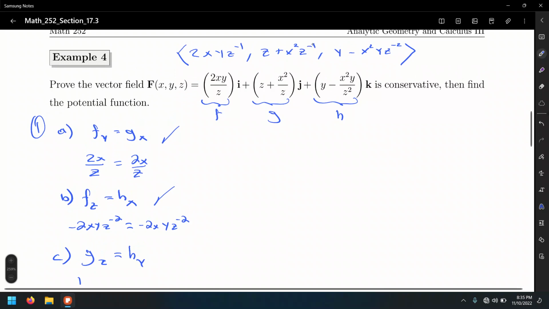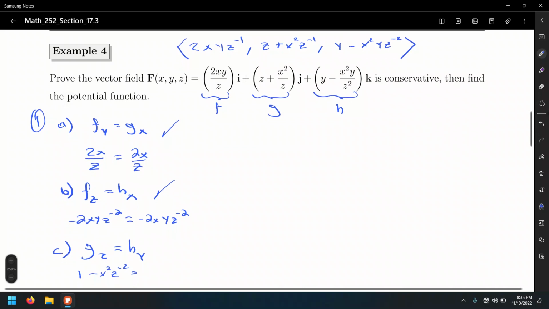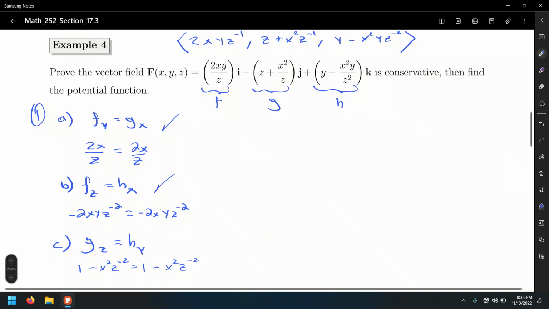Okay, the derivative of z here is 1. And then the derivative of z to the negative 1, that's negative x squared z to the negative 2. What about the derivative of h with respect to y? Okay, so the derivative of y in this case is 1, right? Times x squared z to the negative 2. Does that look like an equality? All right. So it is conservative, okay?